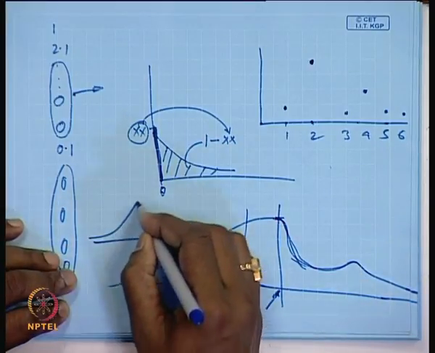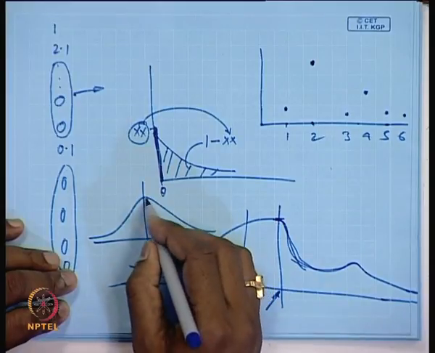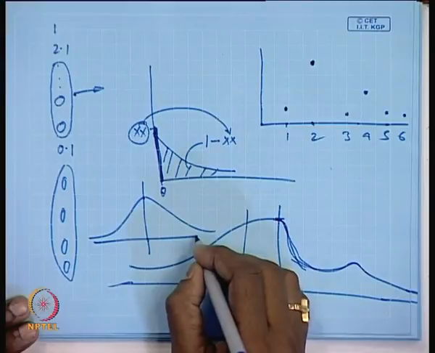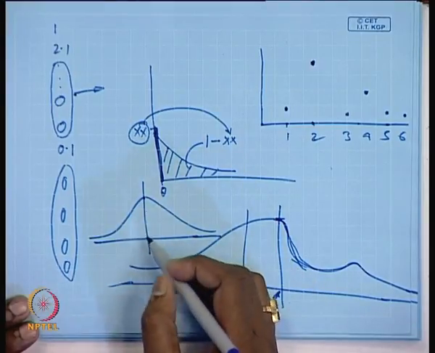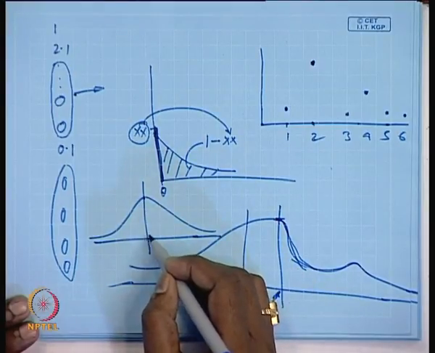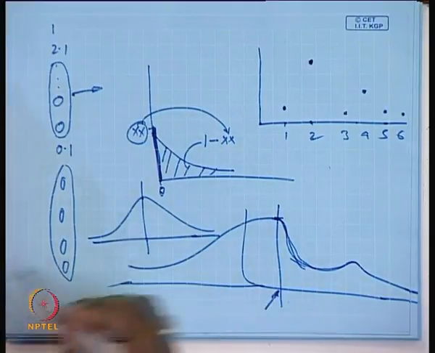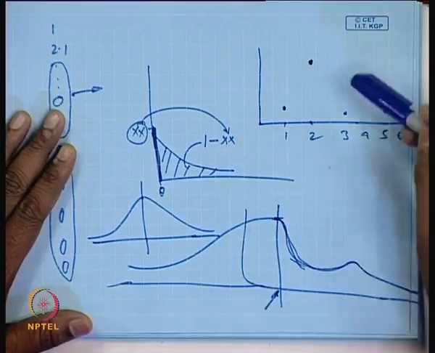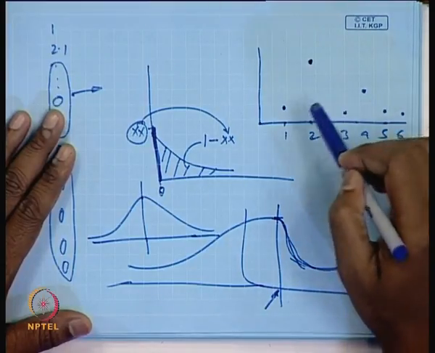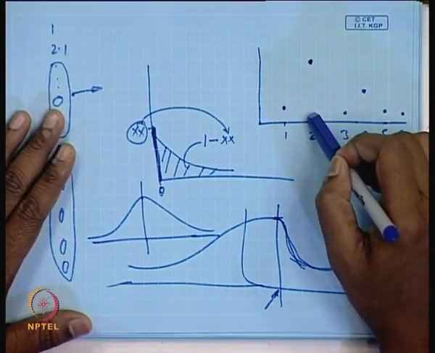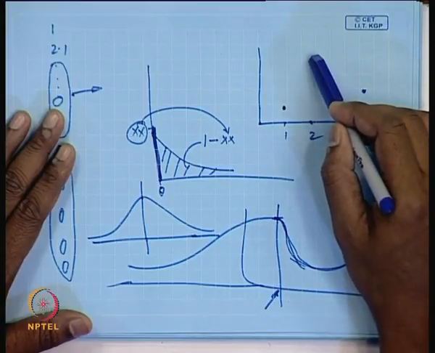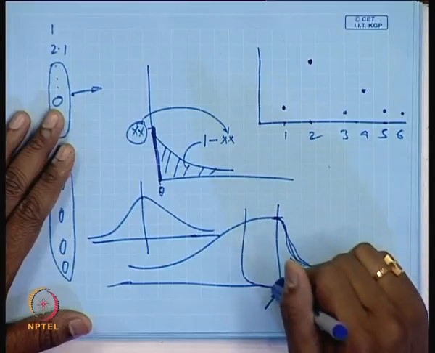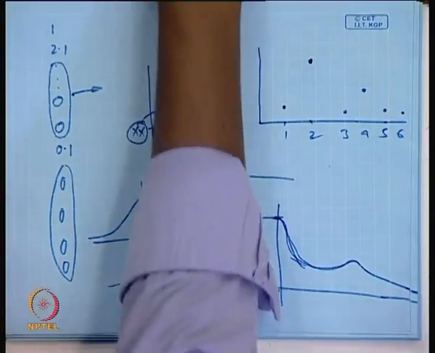For example, the standard normal distribution is unimodal, and the mode is here at 0. We will see later that the mean, mode and median are the same for this kind of symmetric distribution, that is, a normal distribution. What we mean here is that for a discrete random variable, where the probability mass is the maximum, that is your mode, and where the probability density is maximum, that is your mode for that random variable.